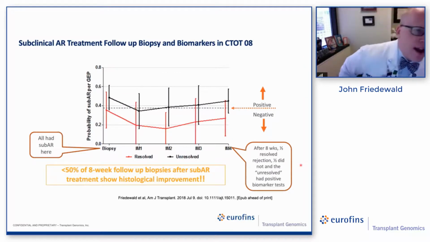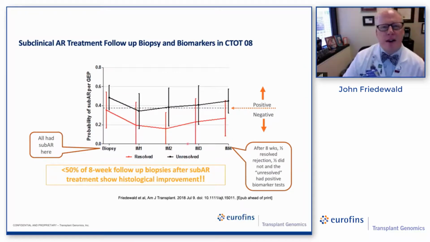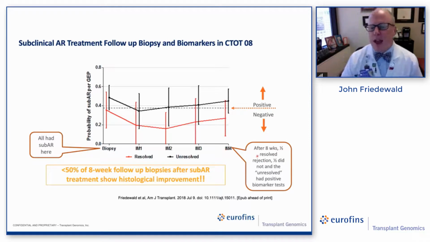Okay, I mentioned follow-up for treatment. In the CTOT-8 trial, all patients that had subclinical rejection of either type had a follow-up biopsy at 8 weeks, and that's shown here. All the patients at the biopsy time point had subclinical rejection, either cellular or antibody-mediated. They all had blood sampling every 2 weeks at these intense monitoring visits, and then at 8 weeks, they had a biopsy. What was surprising is that after 8 weeks, only half the patients had resolved their rejection based on histology. More than half, 52%, still had ongoing rejection, even though these patients all have stable renal function.